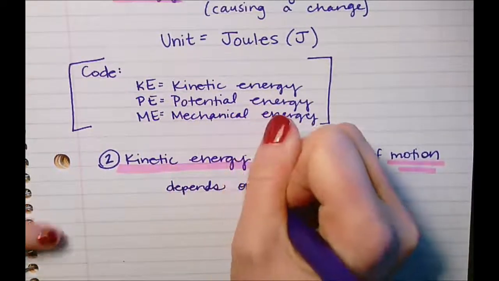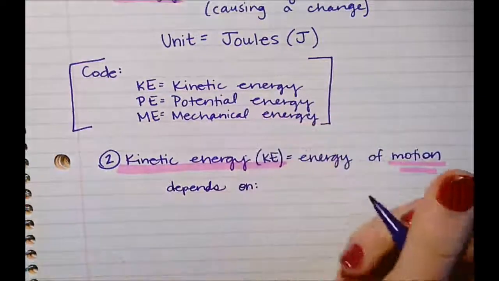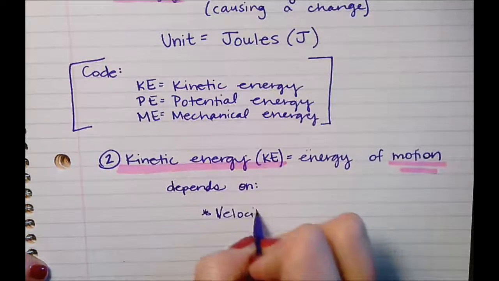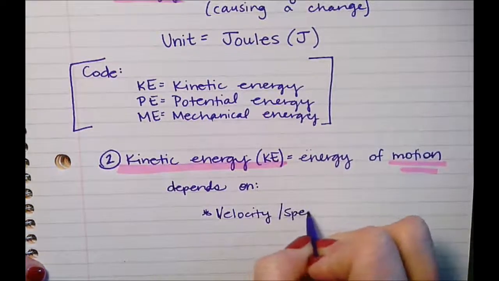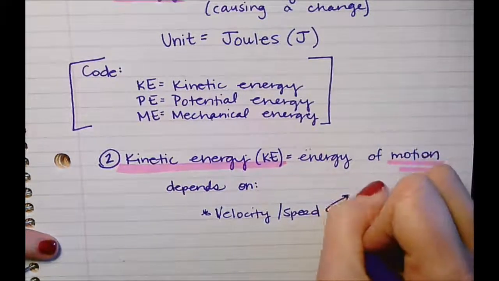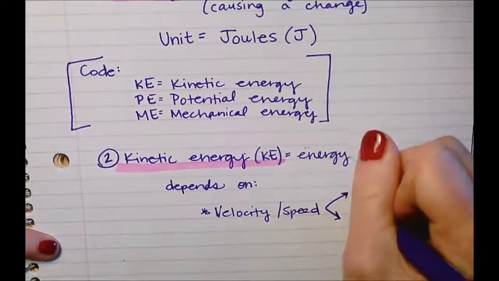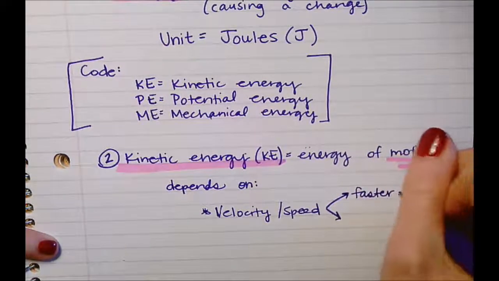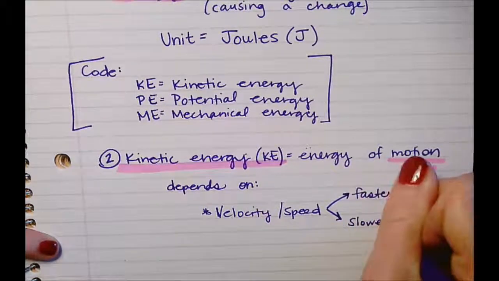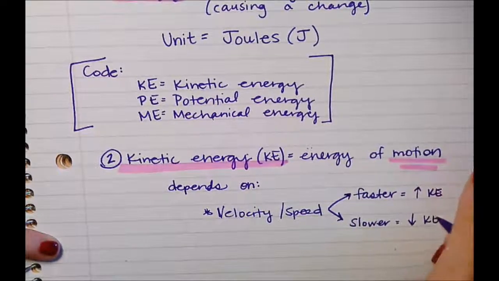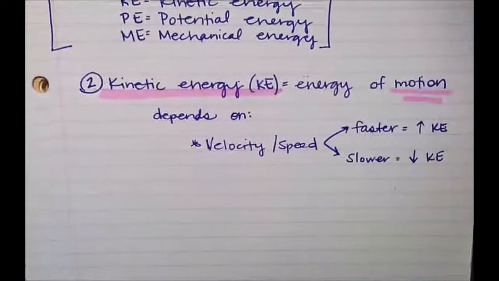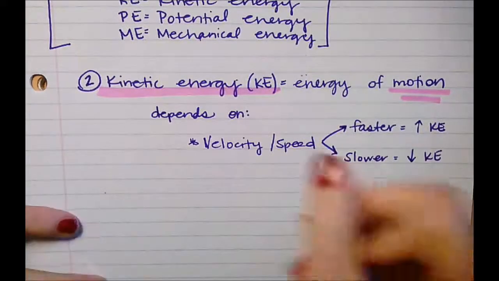Kinetic energy depends on really two things. It depends on speed or velocity, so how fast something is moving. That breaks into two parts. If something is moving faster, that means it has more kinetic energy. If it is moving slower, that means it has less kinetic energy. So depending on how fast something is moving, it will have more or less kinetic energy.